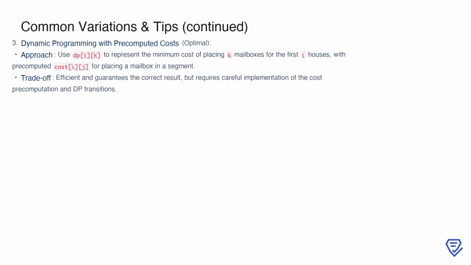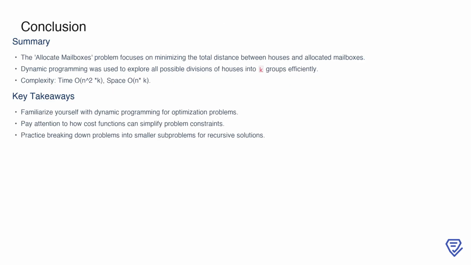While this method has a higher upfront complexity compared to alternatives like brute force or a greedy algorithm, it is the optimal choice for balancing efficiency and accuracy in solving the problem. Great work! We've covered how to solve the Allocate Mailboxes problem using dynamic programming. Remember the importance of breaking down problems into smaller subproblems and optimizing for specific constraints.